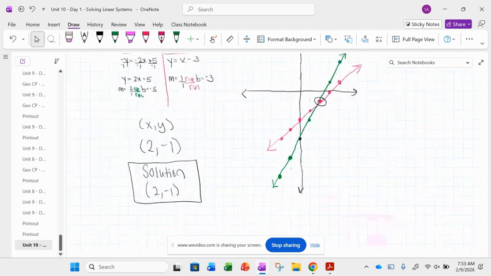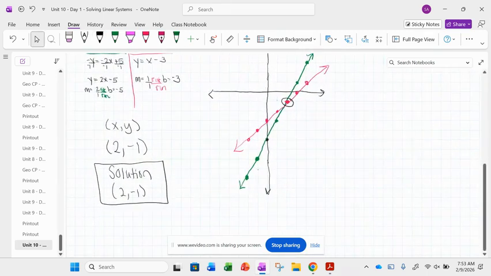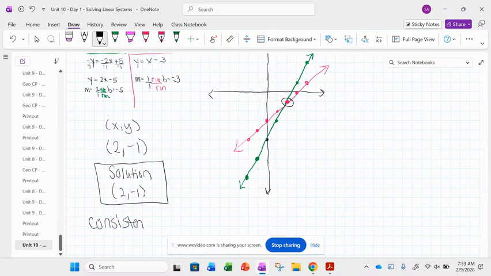So now I'm going to ask you, first question, is this a consistent system or an inconsistent system? Violet? This is consistent. Remember, consistent means one or more solutions. And then since it's a consistent system, now we have to ask ourselves, is it independent or dependent? Independent. So this is consistent and independent.